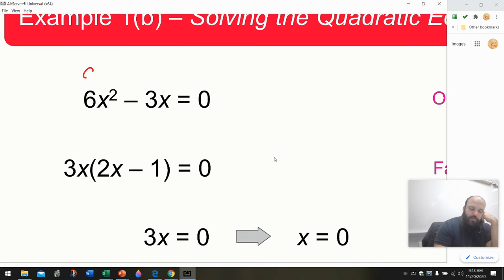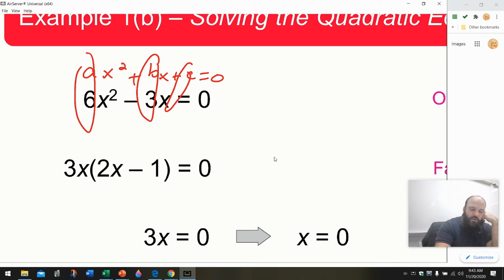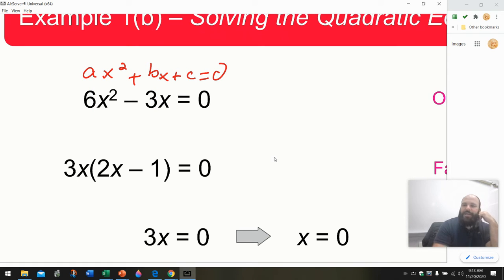But if we would line this up with standard form, you can see that we are missing the c value. There is no c right here. B is -3, A is 6. So when we're missing that c value, the technique that we use to solve this is different than what we used in the last one.